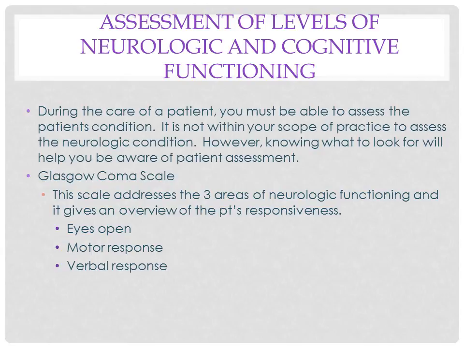Assessment of levels of neurologic and cognitive functioning. During the care of a patient, you must be able to assess the patient's condition. It is not within your scope of practice to assess the neurologic condition. However, knowing what to look for will help you be aware of patient assessment. Glasgow Coma Scale: this scale addresses the 3 areas of neurological functioning and gives an overview of the patient's responsiveness. Are the eyes open? What is their motor response?